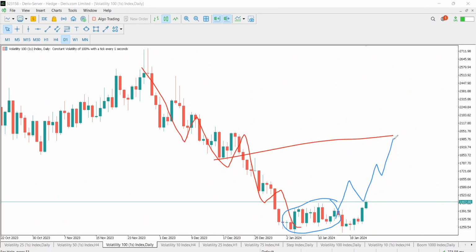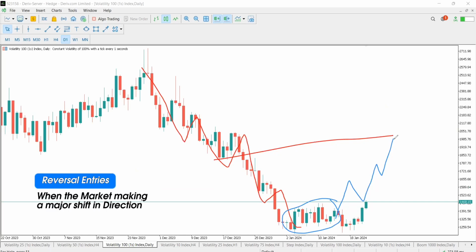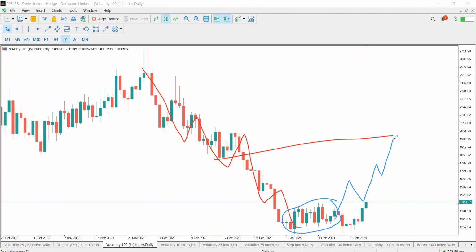Let me just repeat that. Reversal type of entries, this is when the market is making a major shift in direction, right? So we look for entries in those major levels to start looking for the opposite direction. Now, I don't recommend, once again, a beginner to do that. I recommend a beginner to use the second type.